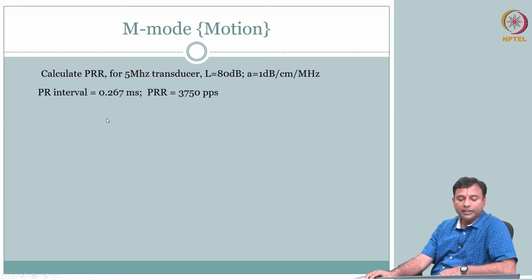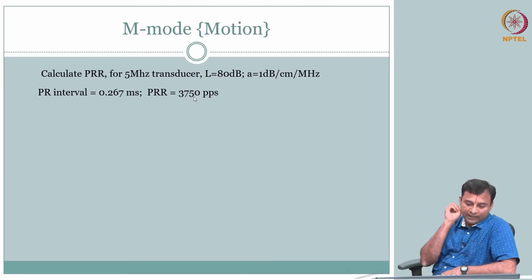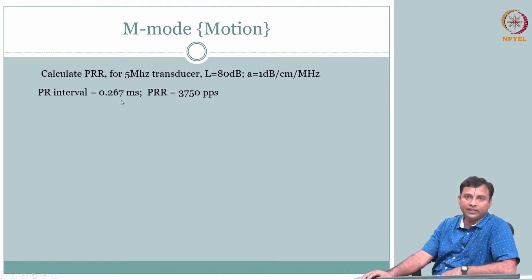Once you get the depth of penetration, you can calculate 2D, that is 2 times the depth of penetration, divided by C. If you apply that, your pulse repetition rate is going to be 3.75K, or 3750 pulses per second. This is what I can do. So that means I send my first pulse, receive the echo signal, send the next pulse after 0.267 millisecond, receive the echo, and I plot the time trace for it, my envelope signal, my A mode signal.